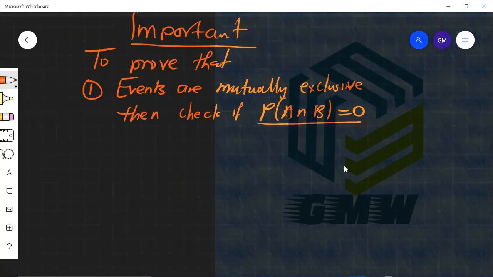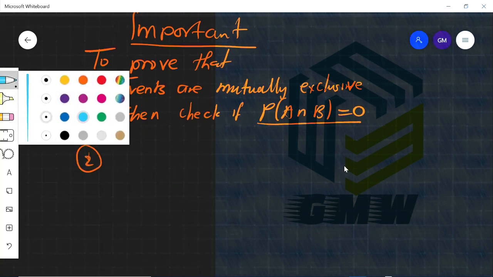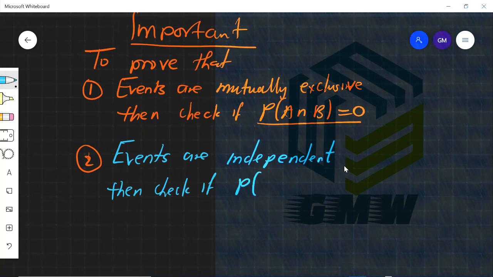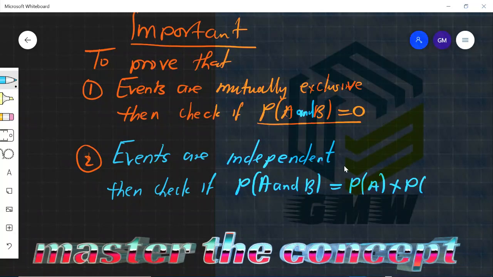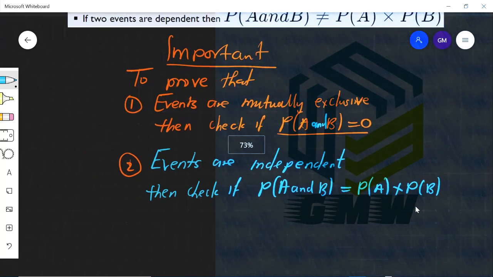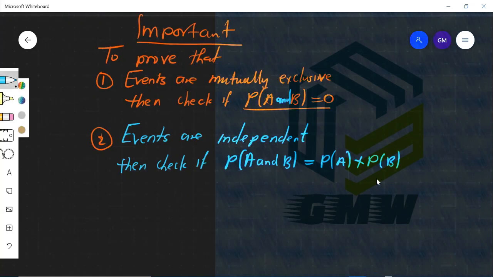All right. Then number 2, if you're asked to prove that events are independent, then check if probability of A and B is equal to probability of A times probability of B. So whenever you're asked to prove whether events are mutually exclusive or not, you are checking if probability of A and B is 0. If events are independent, you are checking if probability of A and B equals probability of A times probability of B. Those are things you'll be looking at.